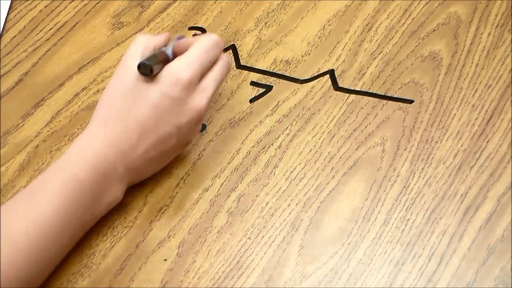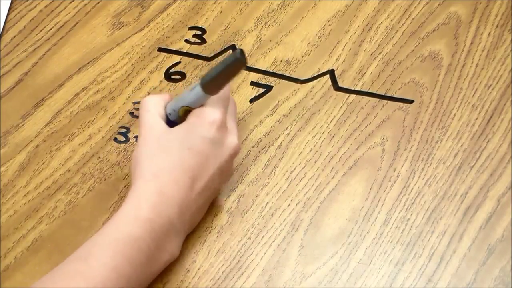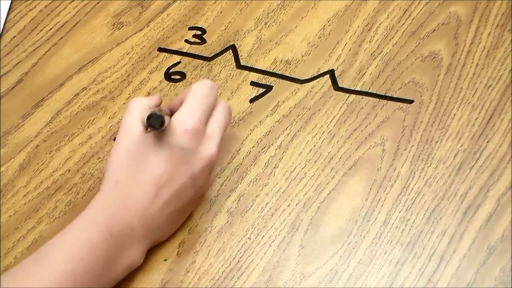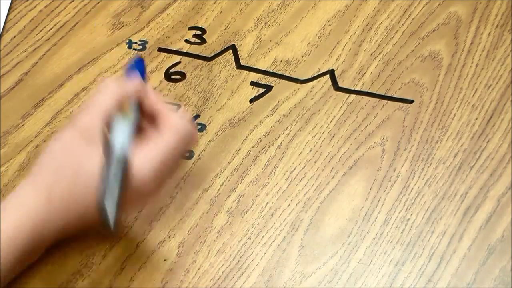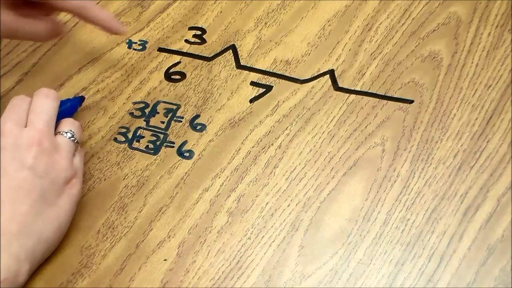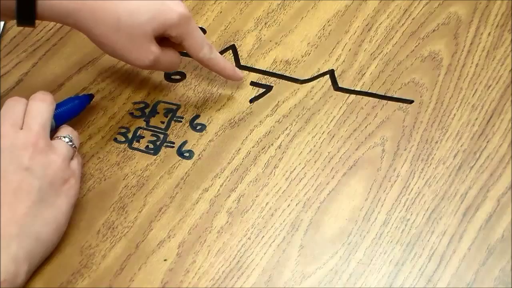I'm going to count backwards from 6 by 3. The answer is the leftover 3. 3 plus 3 equals 6. I'm going to take that plus 3 and create it as a rule for my analogy. So 3 is to 6 as what is to 7.